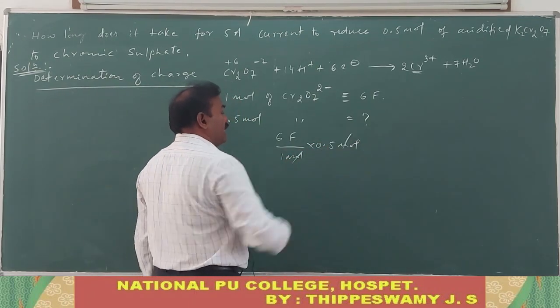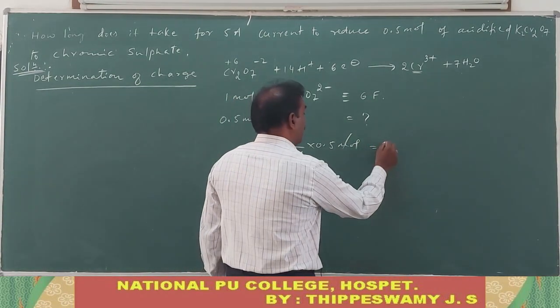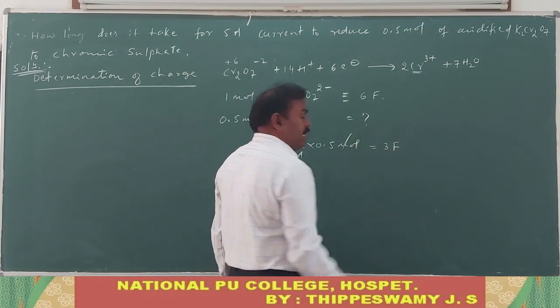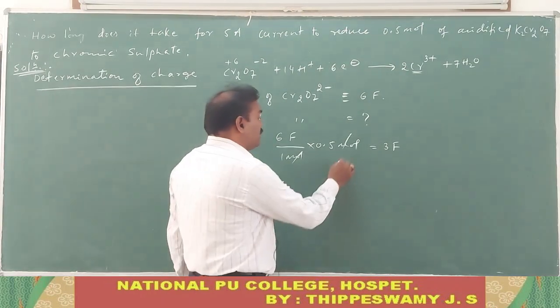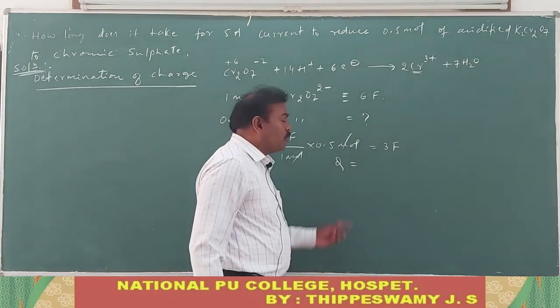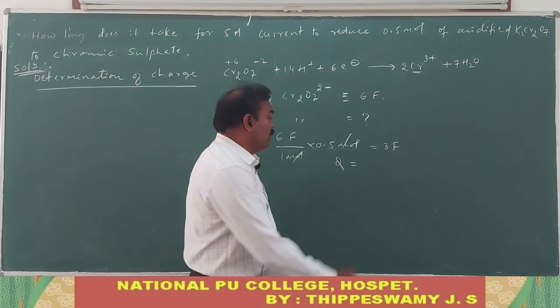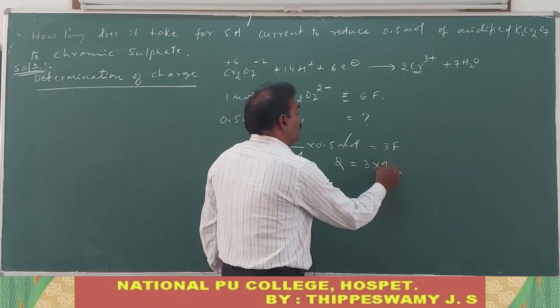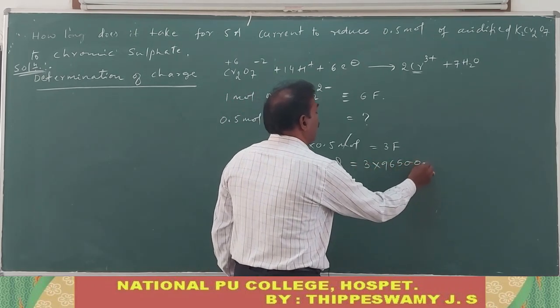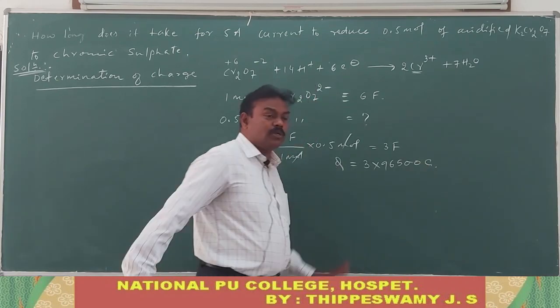Mole and mole will get cancelled. So therefore you get 3 Faraday of electricity required. This is the value of the quantity of electricity, that is Q. Q is equal to 3 into 96,500 coulomb. Like this also you can write.